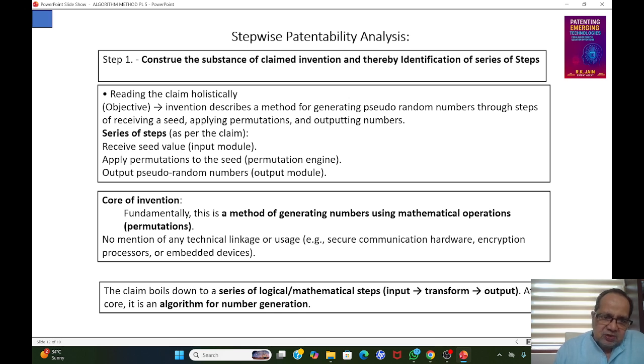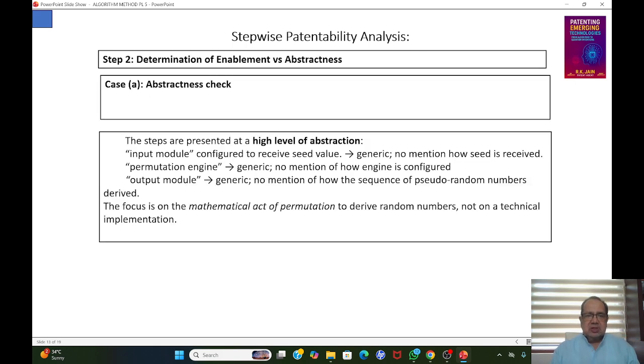Now with this series of steps, we try to assess them to determine the core. Fundamentally, this is a method of generating numbers using mathematical operations. There isn't any mention of any technical linkage or usage. So this claim is nothing but a series of logical mathematical steps, because it is just an input which gets transformed to give you an output. So at the core, it is an algorithm for number generation.